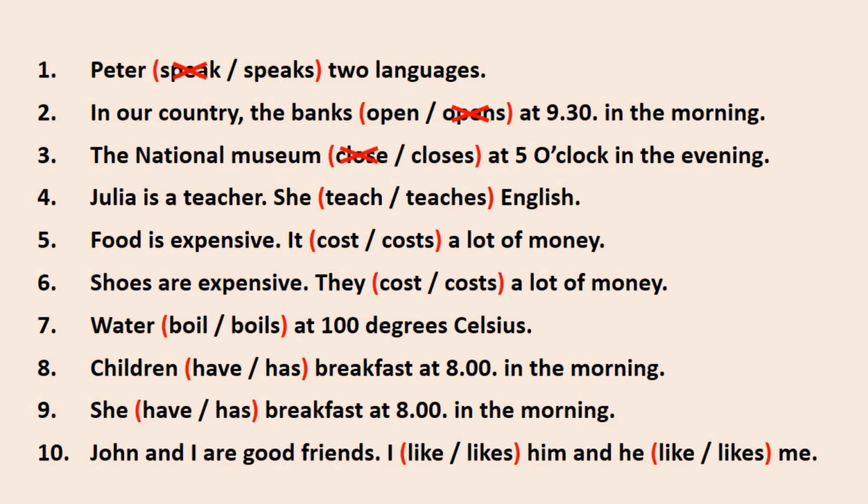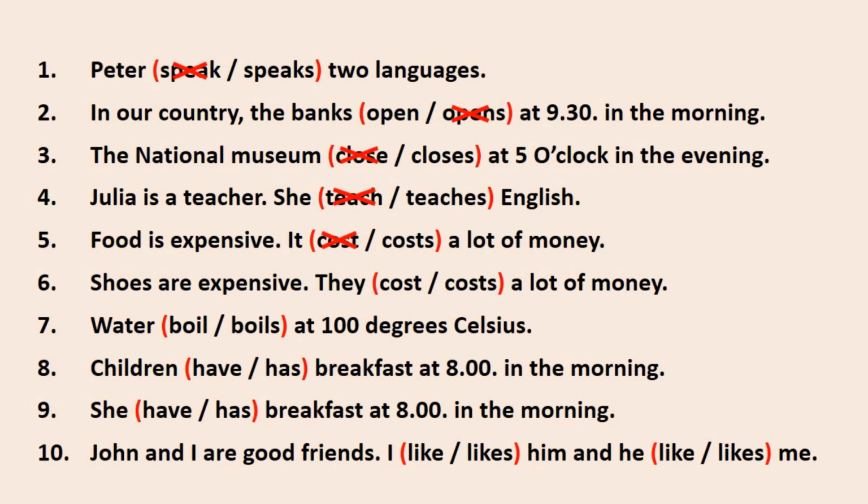Number 4. Julia is a teacher. She teaches English. Here the subject is she. So we have changed the verb teach into teaches. Number 5. Food is expensive. It costs a lot of money. Here the subject it is singular. Then we have to take a singular verb costs.